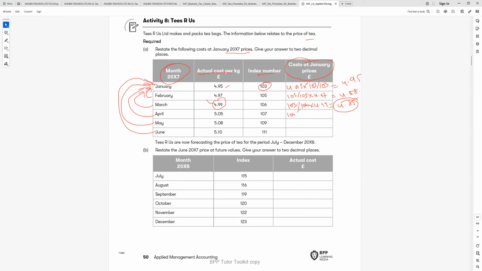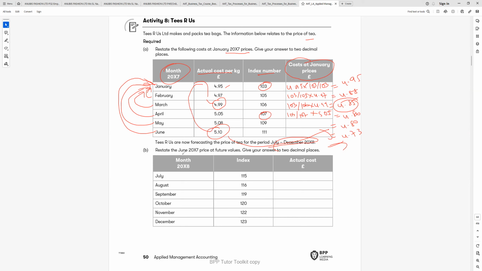So 103 divide 107, multiply 5.05, and that will give us 4.86, and the next one will be 4.80 and 4.73. So you can see here in June the price will be 5.10 per kilo, but in January it is equivalent to 4.73. The next one, these are you are now forecasting the price of the tea, July to December, for the future. Now you see the price will go up.